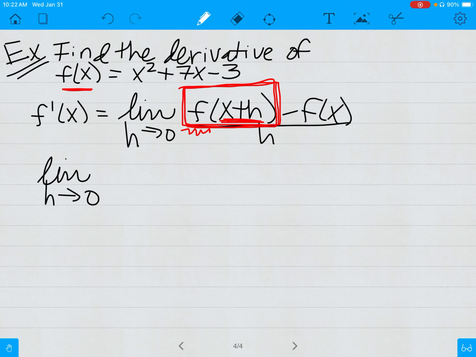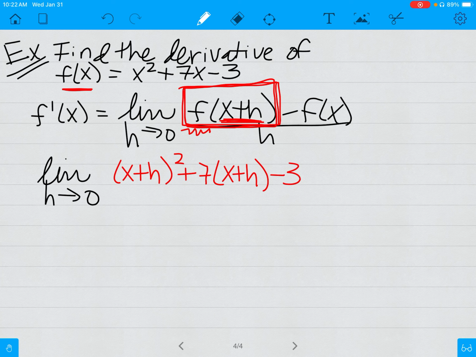So what's that going to look like? Well, when I go to f of x, my very first term is x squared. That's no longer x squared. That's x plus h quantity squared. Then I have a plus 7x. That's no longer plus 7x. That's plus 7 times x plus h. And then I've got this final term, minus 3.